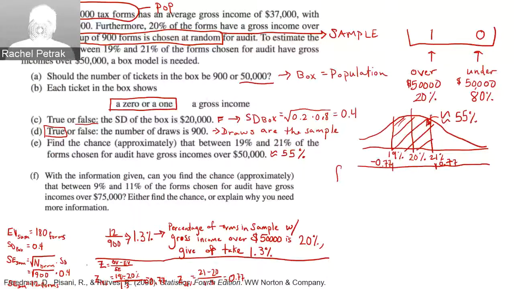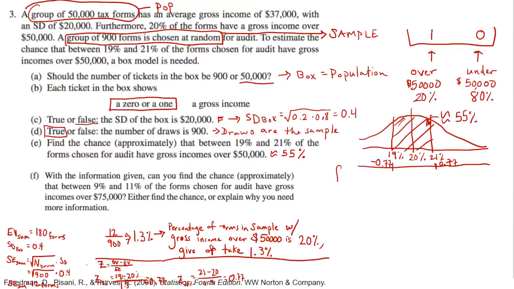So let's do this final item. I do like this problem, and you will probably see one like this on the exam. I think this is a fantastic problem, and I echo your sentiments. Let's finish this last one, F. With the information given, can you find the chance, approximately, that between 9% and 11% of the forms chosen for audit have gross incomes over $75,000? What do you think? Can we find it?